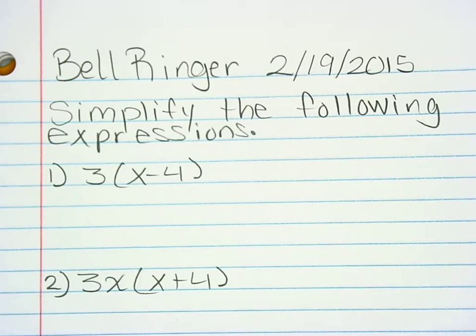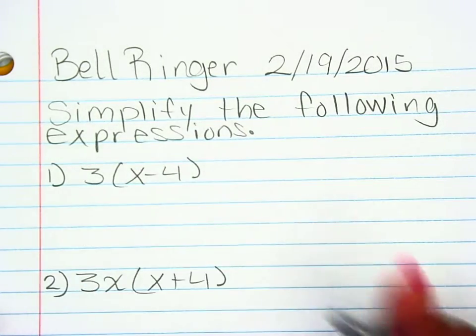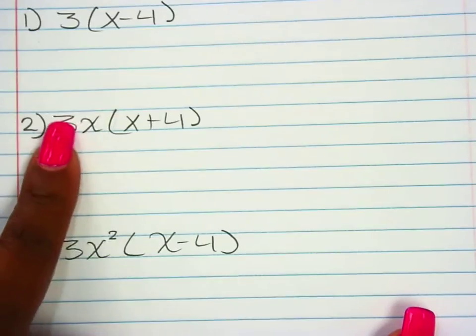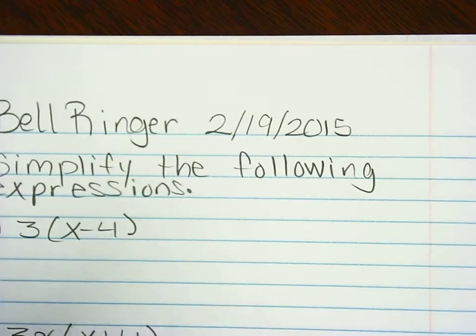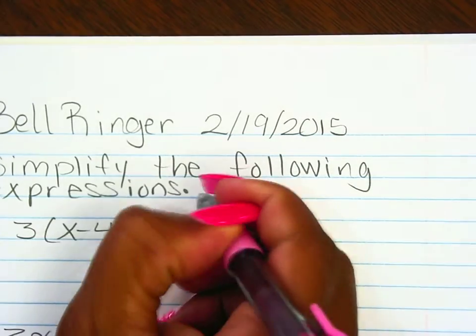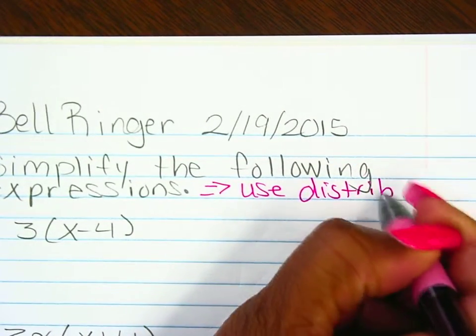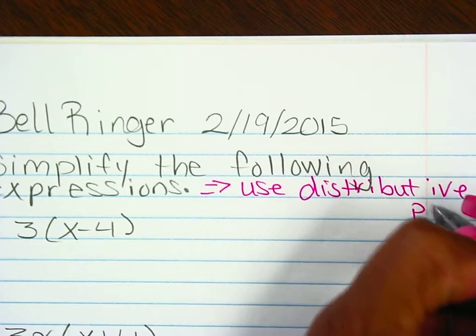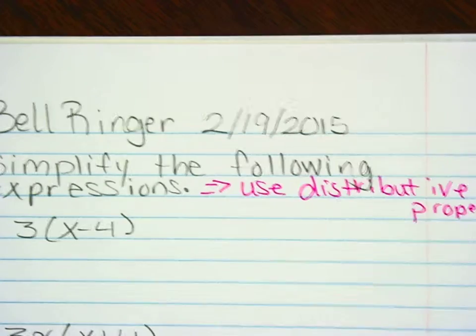Here it says simplify the following expressions, meaning when you see a monomial with a binomial, it's just telling you to use the distributive property. So I'm going to write here: use the distributive property or apply it, whichever terminology you feel comfortable using. So basically all we're doing is using the distributive property to simplify this expression.